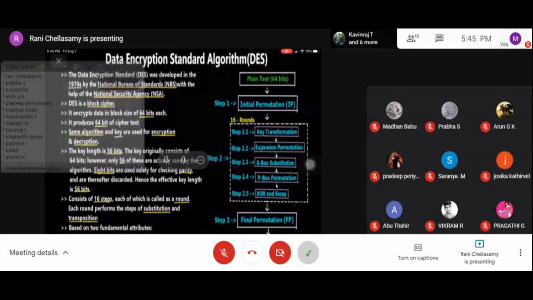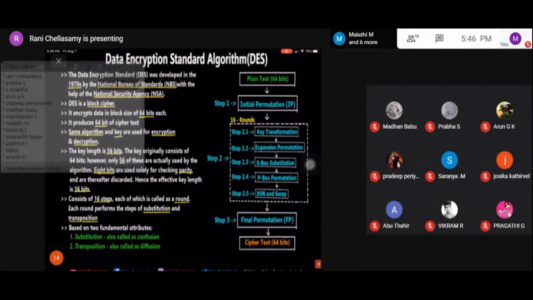Block cipher means that some n number of bits will be considered as one block. If you take the plain text as 64-bit blocks, you will get the output ciphertext as 64-bit blocks. So we call DES a block cipher method. It encrypts the data in block sizes of 64 bits each, and it produces 64-bit ciphertext.